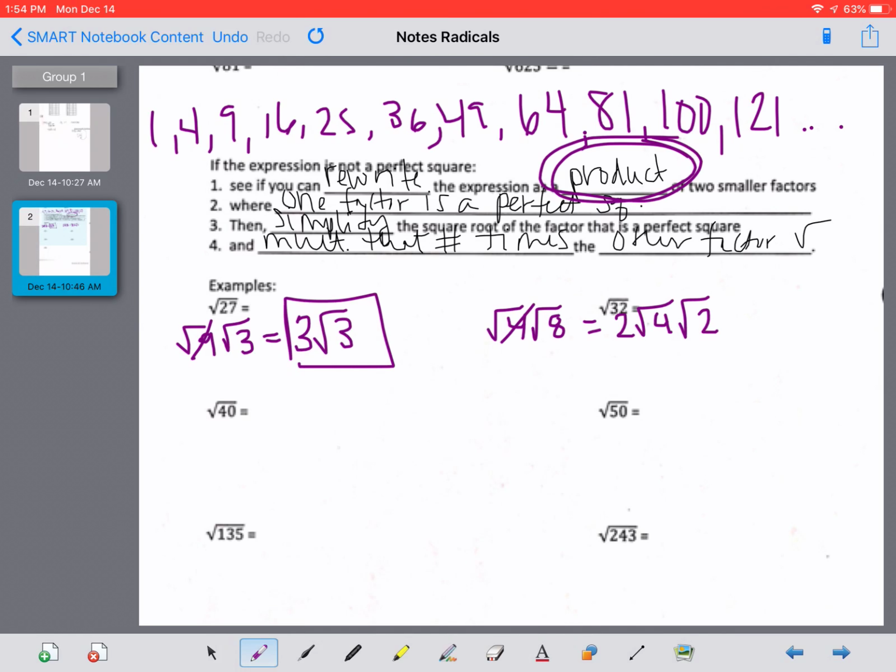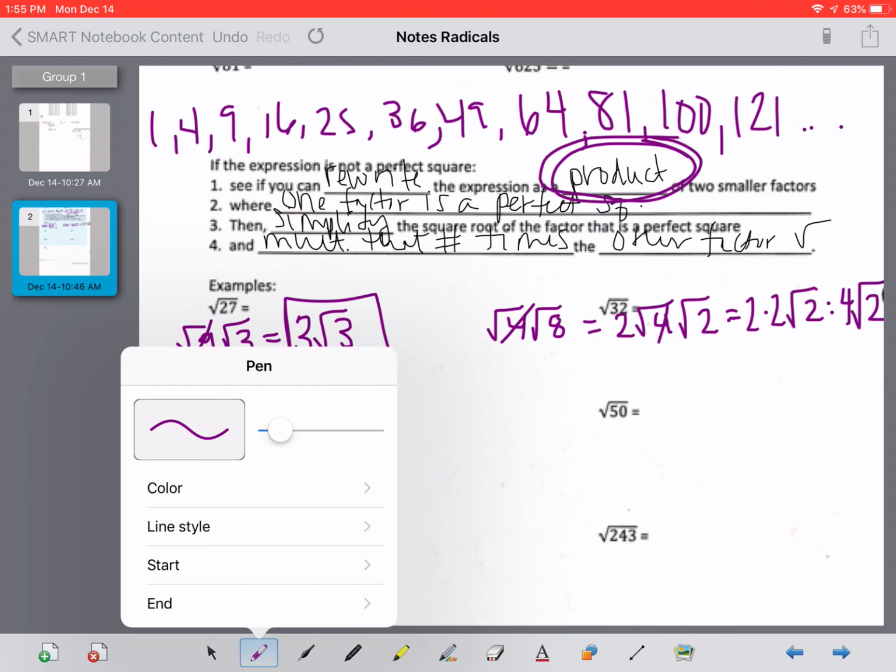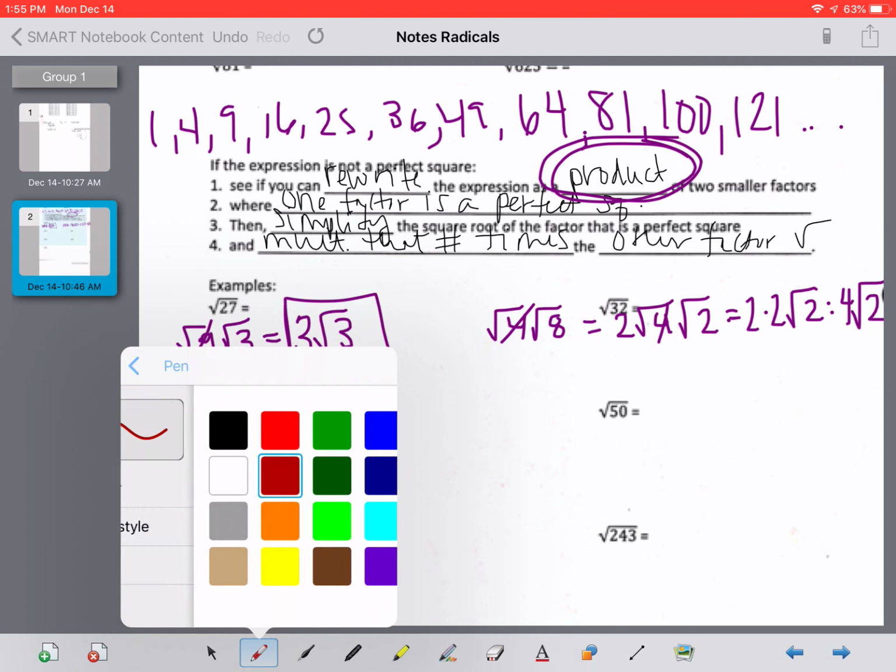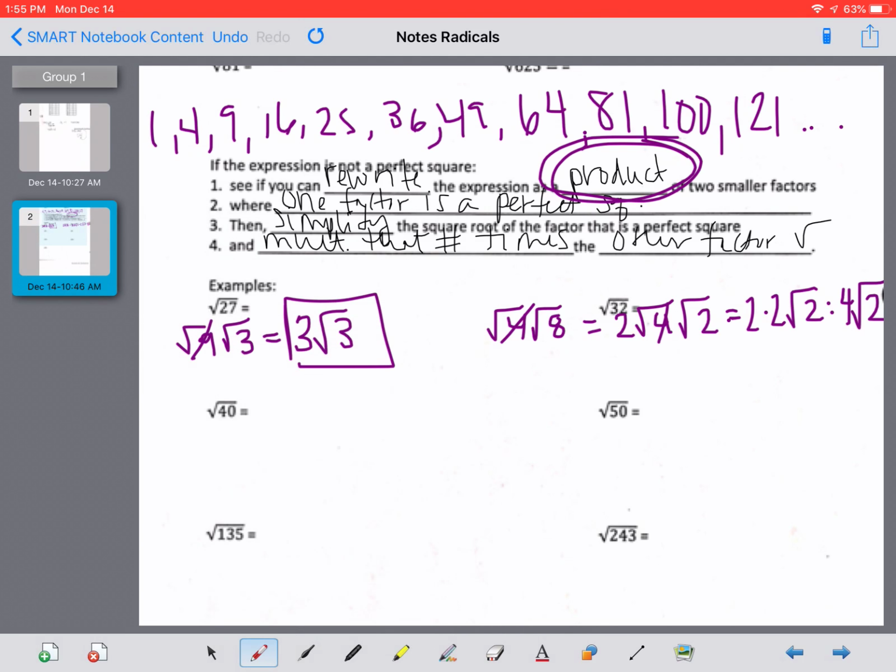So when we ask ourselves what's the square root of 4, we answer 2. So now it's 2 times the square root of 2. And these front two 2's, since they're outside of the radical, we're going to multiply them together, and we get 4 square root 2.